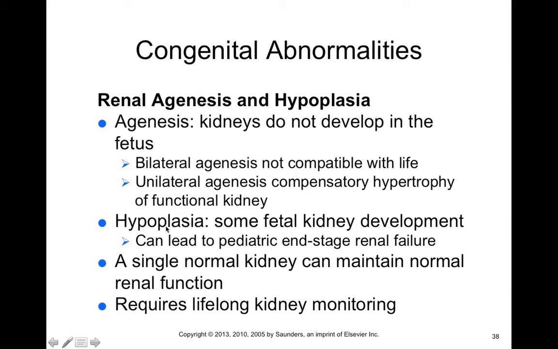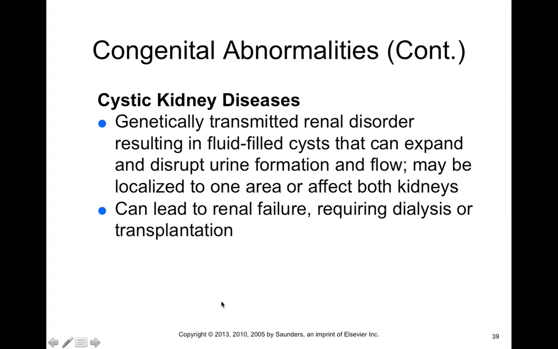Now, hypoplasia means that sometimes kidneys fail to develop fully, and this can actually lead to pediatric end-stage renal failure. What's nice though is that a single normal kidney can maintain normal renal function, and so you really only need half of the total number of nephrons to have normal renal function. But with this one normal kidney, it's going to require lifelong kidney monitoring.